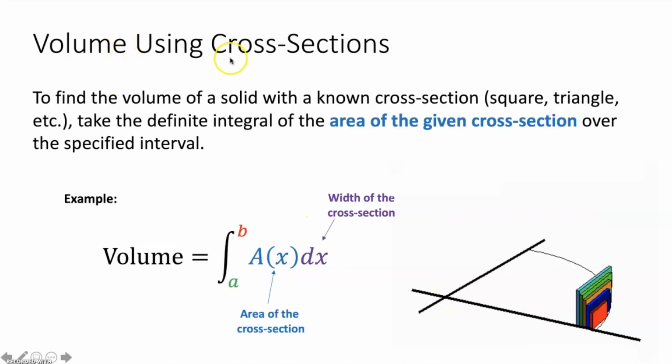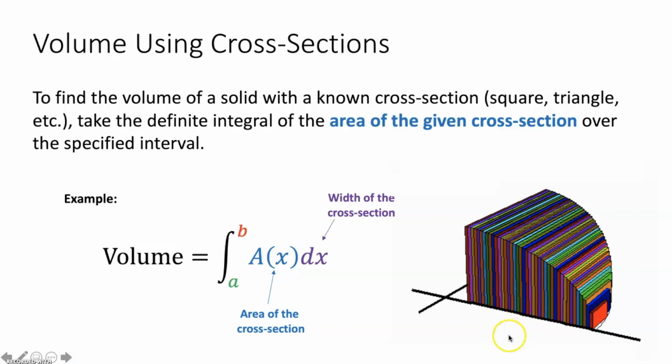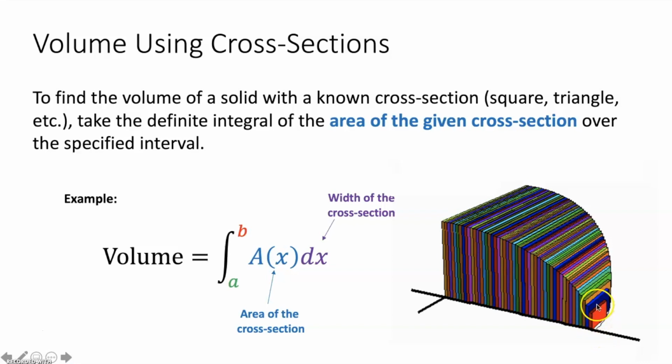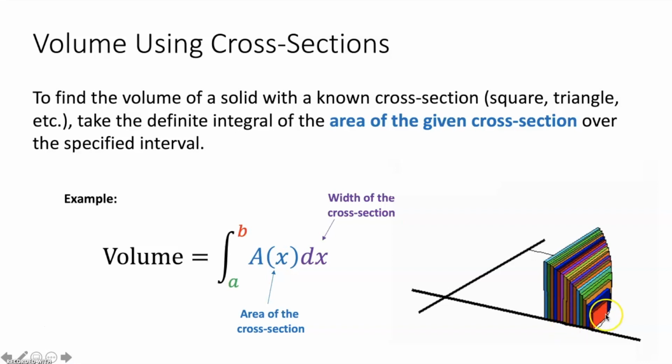Next, let's talk about volumes using cross-sections. So this says to find the volume of a solid with a known cross-section, like a square, triangle, etc., take the definite integral of the area of the given cross-section over the specified interval. So let's say we have a three-dimensional figure like this, and we want to find the volume of this figure. What we're going to do is integrate from x equals 0 to x equals whatever x value this is. The area formula for one of these cross-sections, which in this case would be a rectangle. If I integrate the area formula for a rectangle on this given interval, from x equals 0 to this x value, it will give me the exact volume of this three-dimensional solid that has rectangular cross-sections.